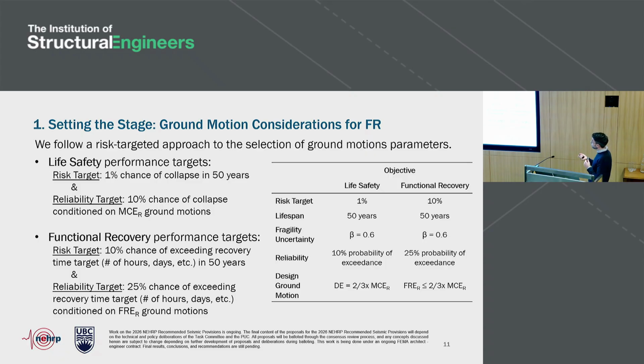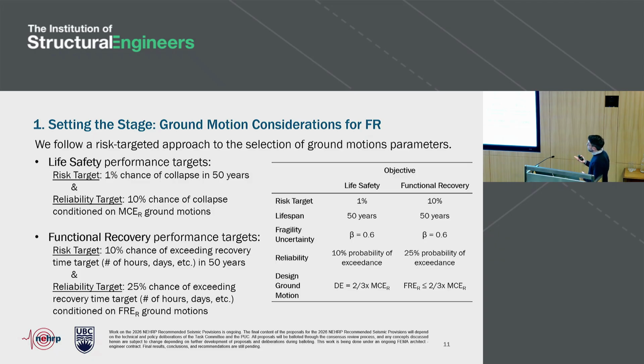This risk-targeted approach requires having a risk target, which looks at the lifespan of the structure, and a reliability target, which is conditioned on the shaking intensity at which you're doing your design. So for life safety, and some of these metrics may sound familiar to you, we're targeting a 1% chance of collapse in 50 years, or a 10% chance of collapse conditioned on the risk-targeted maximum considered earthquake ground motions.